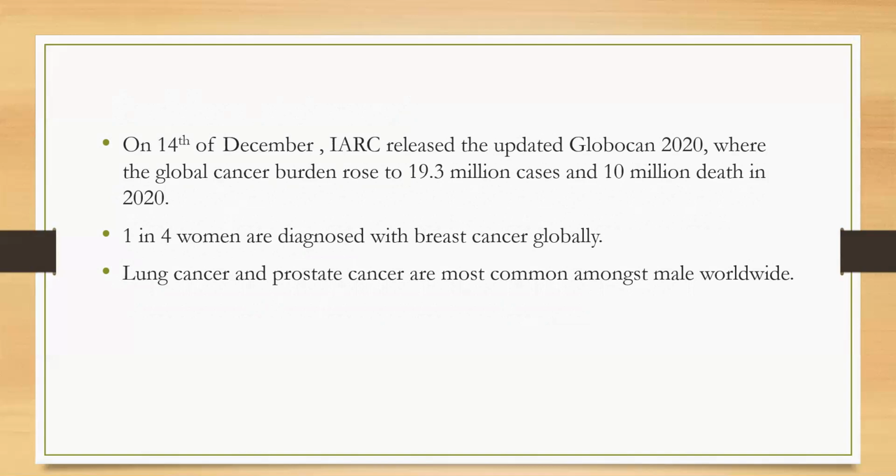Last year, on 14th of December, IARC, the International Agency for Research on Cancer, released the updated GLOBOCAN. GLOBOCAN is the global survey done in the year 2020. Here, the global cancer burden rose to 19.3 million cases and 10 million deaths in 2020. Among all these, the most commonly found cancers are breast cancer, lung cancer, and prostate cancer. One in every four women is diagnosed with breast cancer globally.